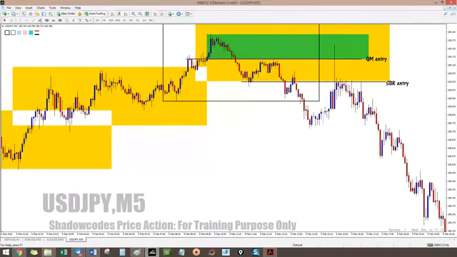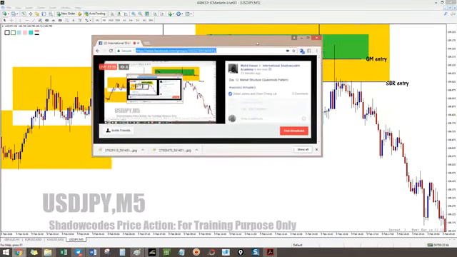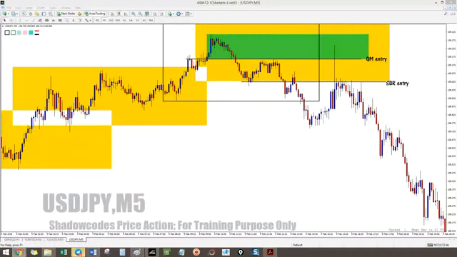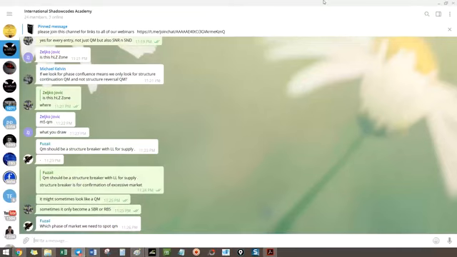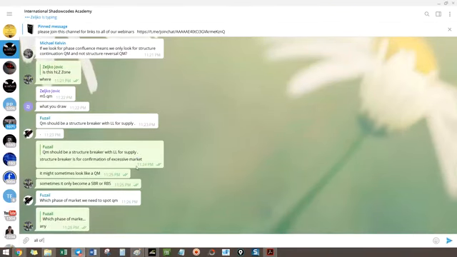QM should be a structure breaker with lower low. Sometimes it might be seen in a form like that, but just remember that QM is a high, low, high, high, low, low. It can be a structure breaker, and sometimes it is not a structure breaker, but you can still enter the QM pattern. Which phase of market do we need to spot QM? Any, all of the three.